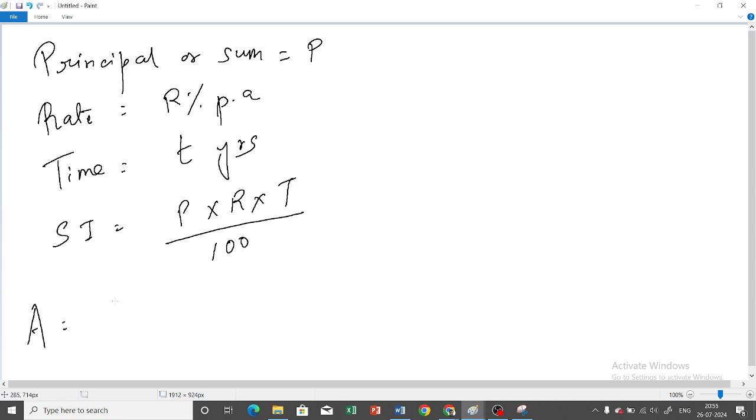Simple interest is PRT by 100. And what is the amount? The amount is SI plus P. And these are all known to you. So this is about SI.